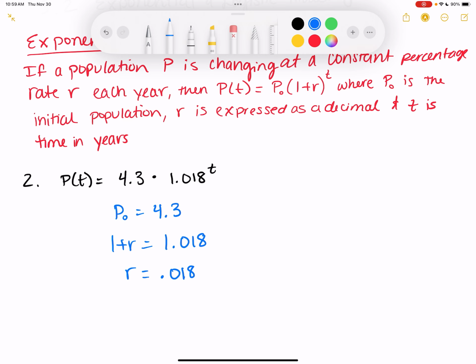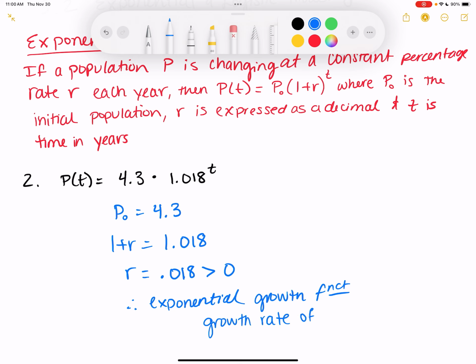Now, to determine if it's growth or decay, we use that number. In this case, it's greater than 0. So therefore, this is an exponential growth function with a growth rate of 1.8%, is what that means. Basically, we just converted it back. It wasn't given to us, but convert it to a percent, which is what R should be technically.